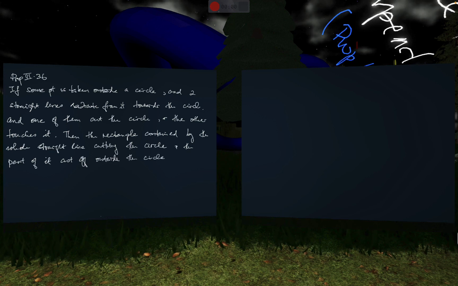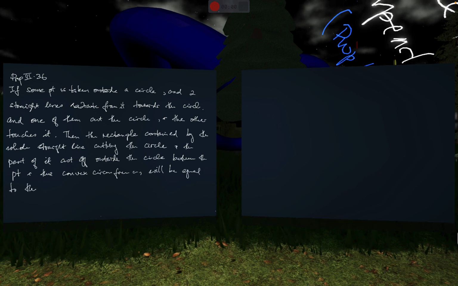I guess this shows us the inefficiency of the English language to describe geometrical figures. And the part of it cut off outside, between the point and the convex circumference, will be equal to the square on the tangent line. That's easy to say, right? Will be equal to the square on the tangent line.